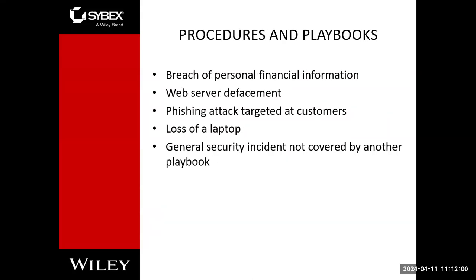So procedures and playbooks. This is very important, and a lot of IR teams, when they're not actively working an incident, this is where they play. Writing the procedures and the playbooks, what are the step-by-steps if something happens, and they go through all different types of scenarios. So they just have a few listed here, but there are many, many, many more. They give some examples such as a web page defacement, loss of a laptop, a phishing attack, spear phishing attack for that matter, general security incident not covered by another playbook, breach of personal financial information. Is that one person? Is it 100,000 people or more?